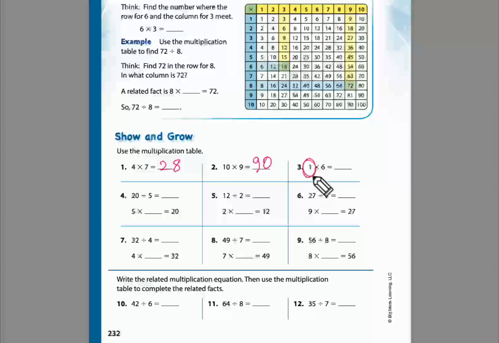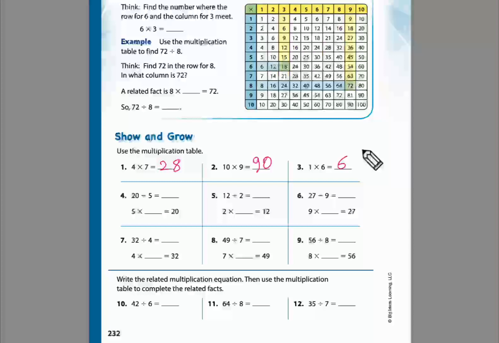In the row for 1. So this is the row for 1. And in this row, we need to see where we intersect with the column for 6. The column for 6 is this column. So they intersect here at this one. So, yes, exactly. So the answer is 6. Thank you, my hero. Let's erase this all and write the answer 6.